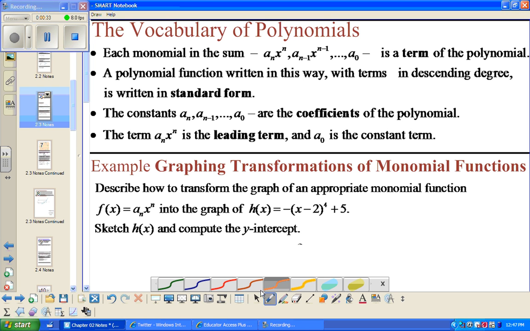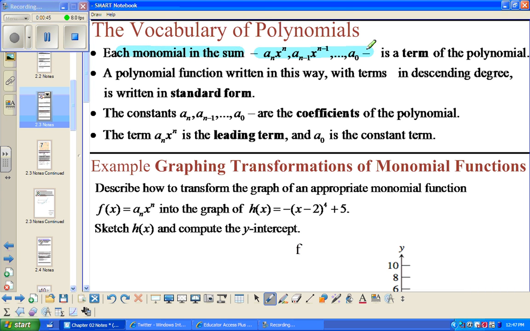Each monomial in the sum shown, each monomial in the sum given here is a term of the polynomial. So basically what that's saying is each term in the polynomial is a monomial, if you remember that definition, where the n is a positive integer.